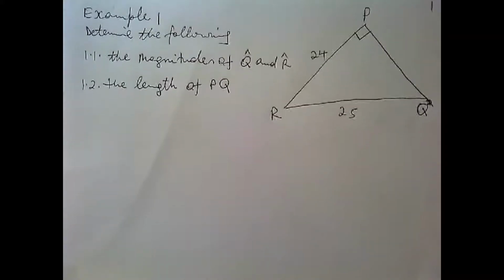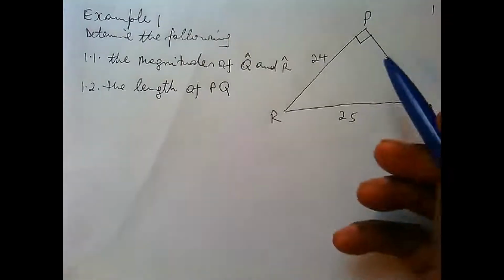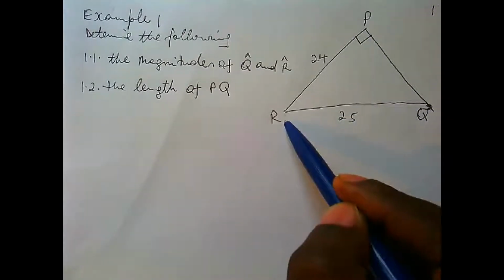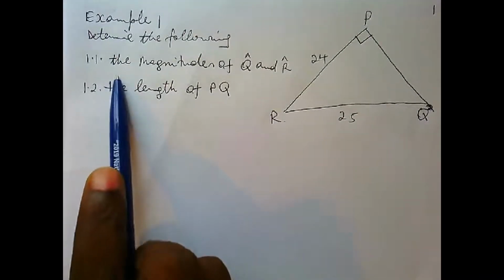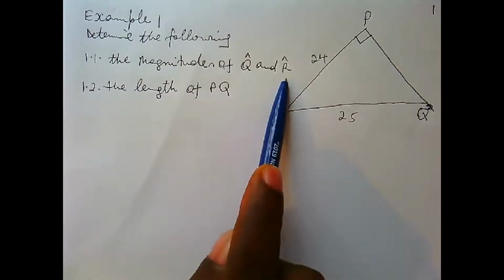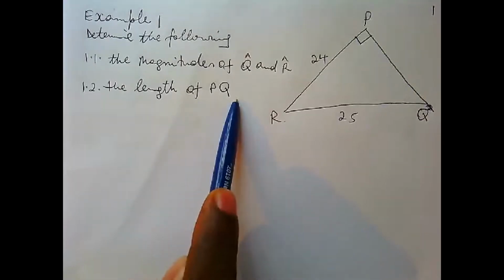Right, like the first example, I've decided to just copy it down. There it is, example 1, determine the following. Remember, the triangle is given. There is the triangle PQR, right? So the first question was saying determine the magnitude of angle Q as well as angle R. And the second question said determine the length of PQ.